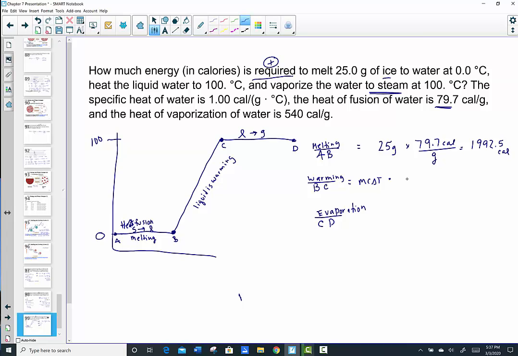Now we have a slope of the line, so we're going to use an MC delta T problem. We have 25 grams of water. Specific heat of water is 1 calorie per gram degree Celsius. And what about the temperature change to go all the way from 0 up to 100 degrees? TF minus T initial gives me a change of 100 degrees Celsius. I moved 100 units to go from 0 to 100 on the number line. So 25 times 100 is 2,500 calories. And again, these are all endothermic processes.